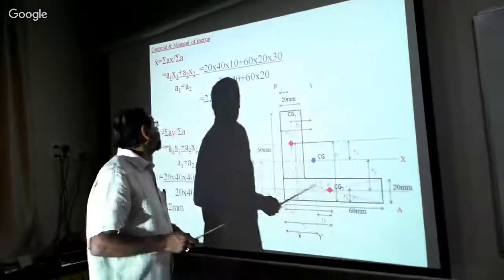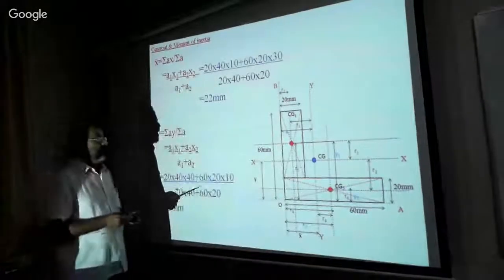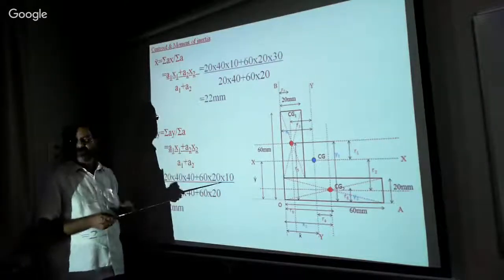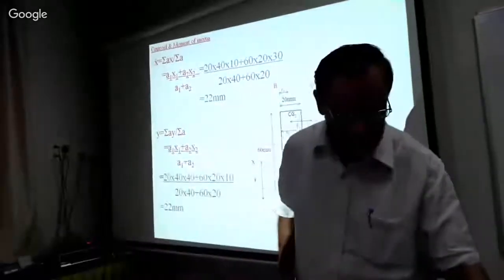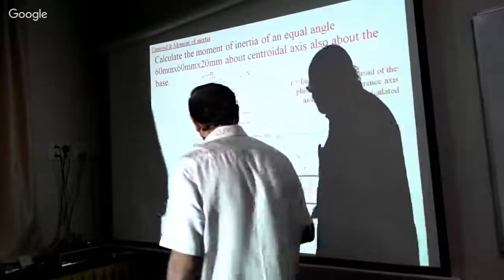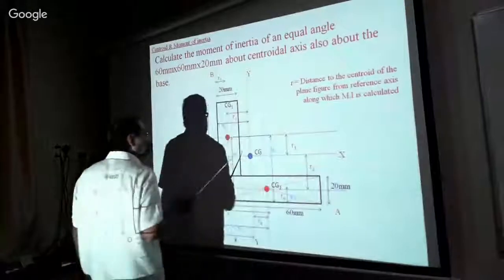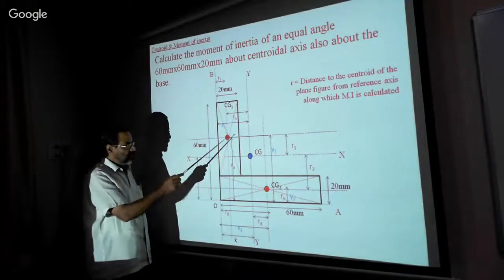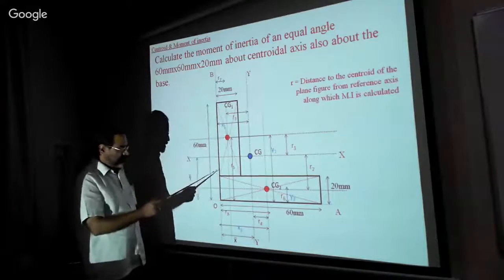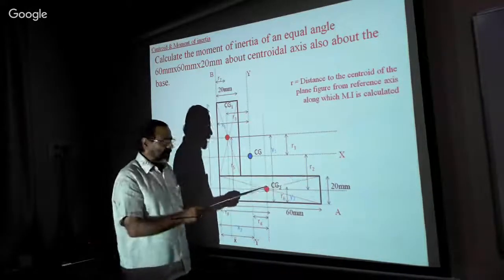Now we have discussed the x-axis, y-axis, etc. Now let us locate the centroid. This is the centroid. Join this and we will get the centroid here.